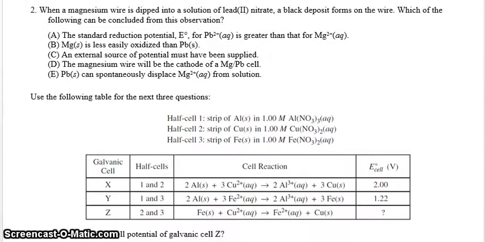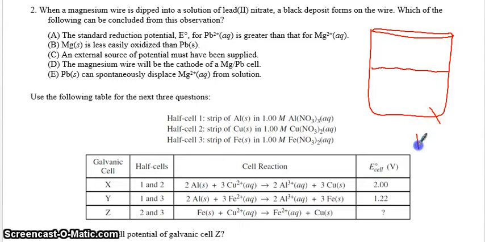Okay. When a magnesium wire is dipped into a solution of lead 2 nitrate, a black deposit forms on the wire. So we have a beaker. This is lead 2 nitrate. And a magnesium wire is dipped in. And all of a sudden, it gets coated with some black stuff. Essentially, we're saying a reaction occurs. Which of the following can be concluded from the observation?